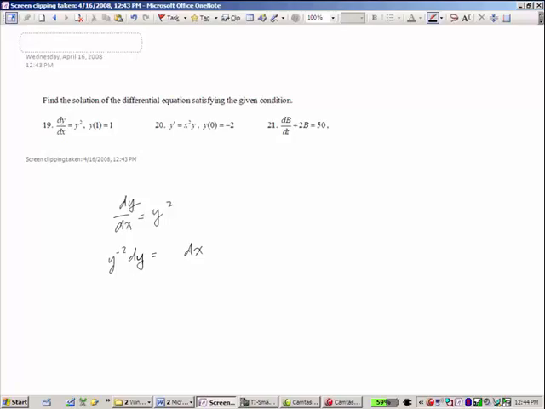To get rid of it on the bottom, so you have the y side. Right, if I want the y squared over to the other side, I have to divide by y squared. Dividing by y squared, is that all right? Okay.